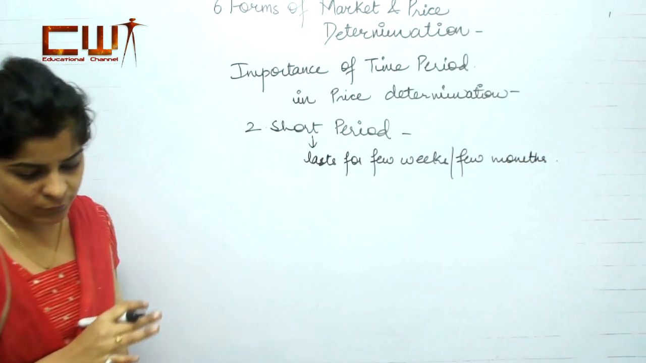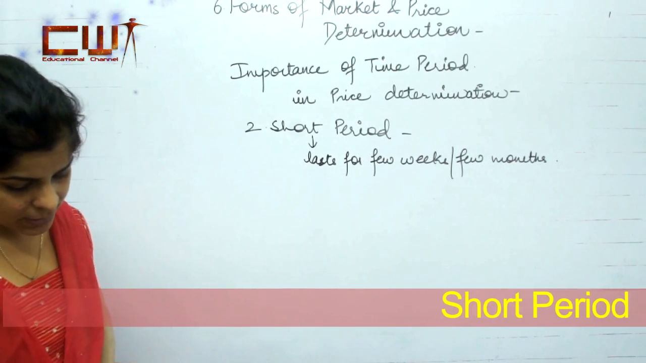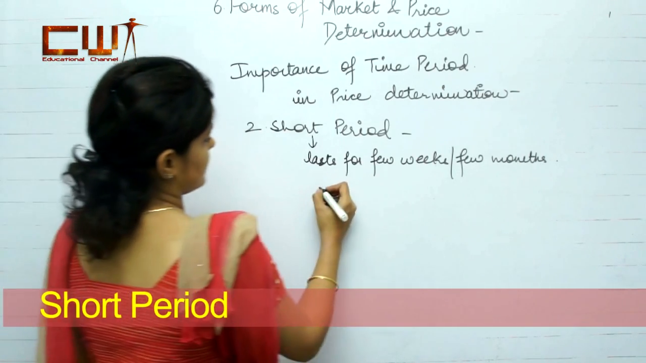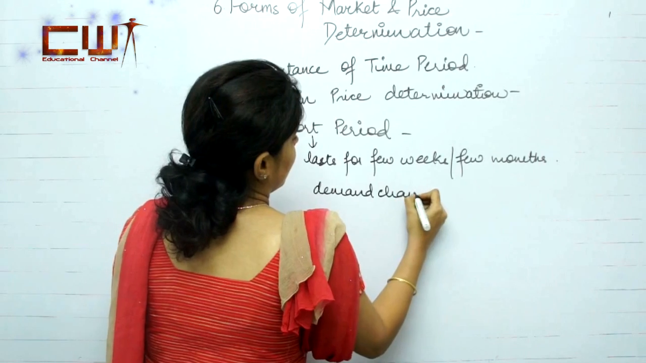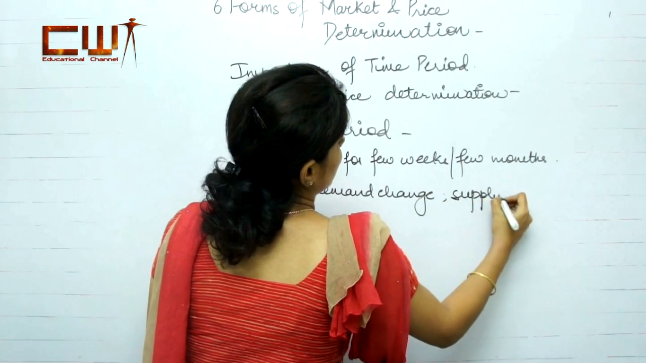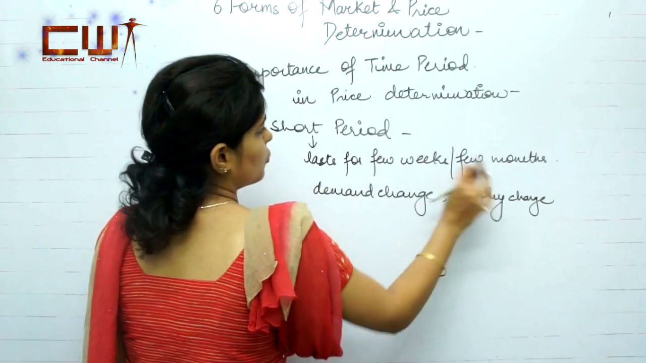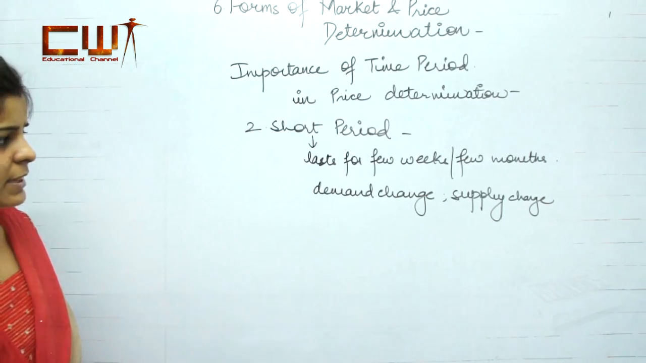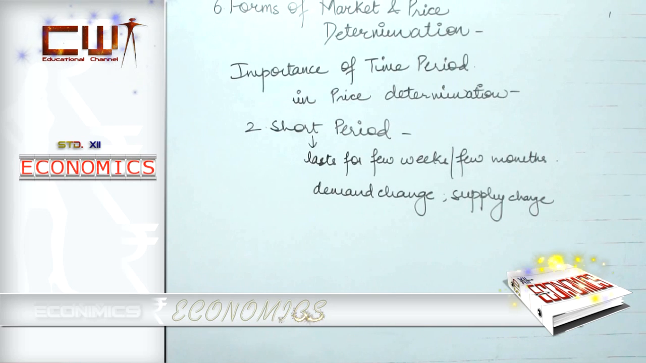It lasts for a few weeks and a few months, and demand increases. It lasts for quite a number of time. There is a demand change, right? And there is a supply change also, because the producers have a lot of time. They have a few weeks and a few months. They can increase and decrease. They can have more production and they can increase the supply. So it can be both ways, right?